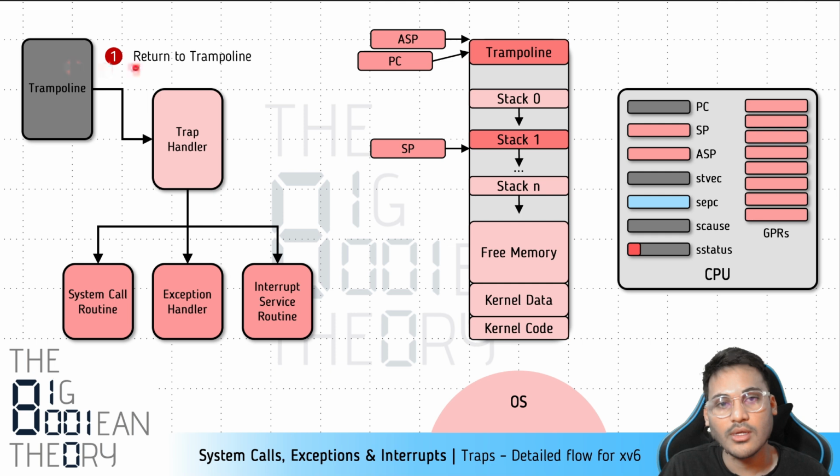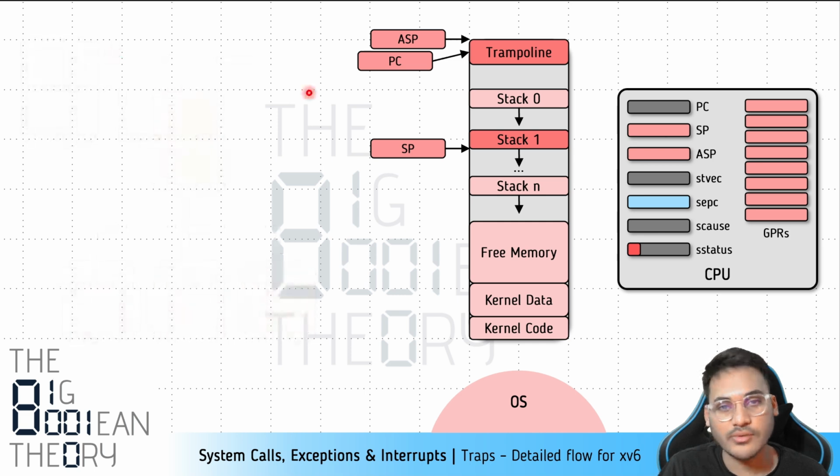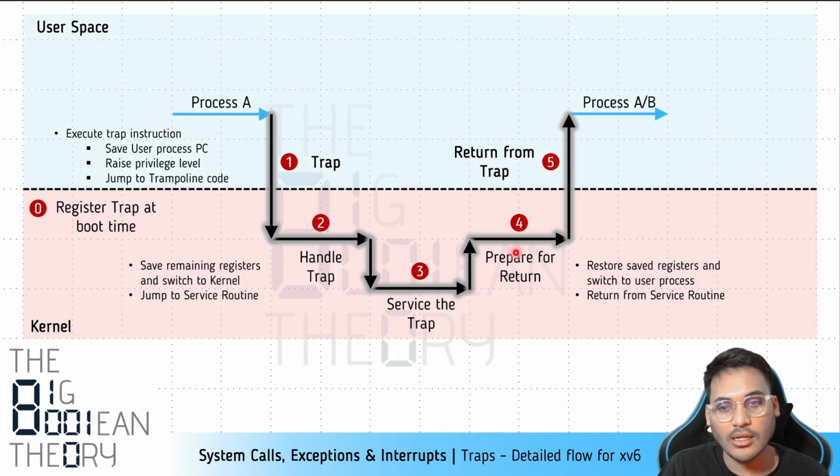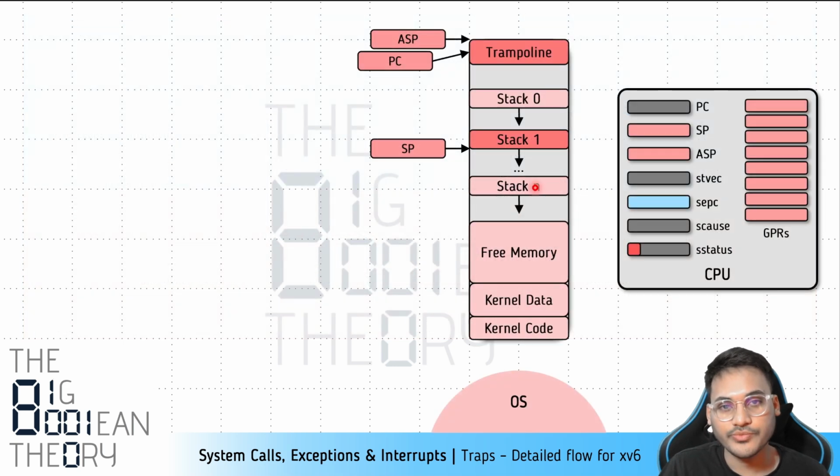This is the trampoline. And now in the trampoline is the logic to make the switch from the kernel to the user process, right? So this is where we are currently. Now we have reversed the earlier steps. What did we do before? We saved the remaining registers of the user process and switched to kernel. The reverse is we restore those registers that we had saved and now we switch to the user process, right?